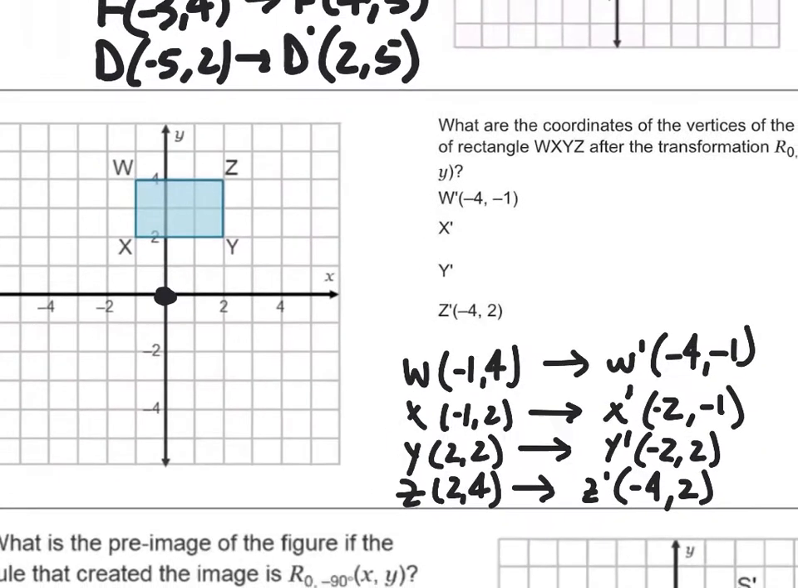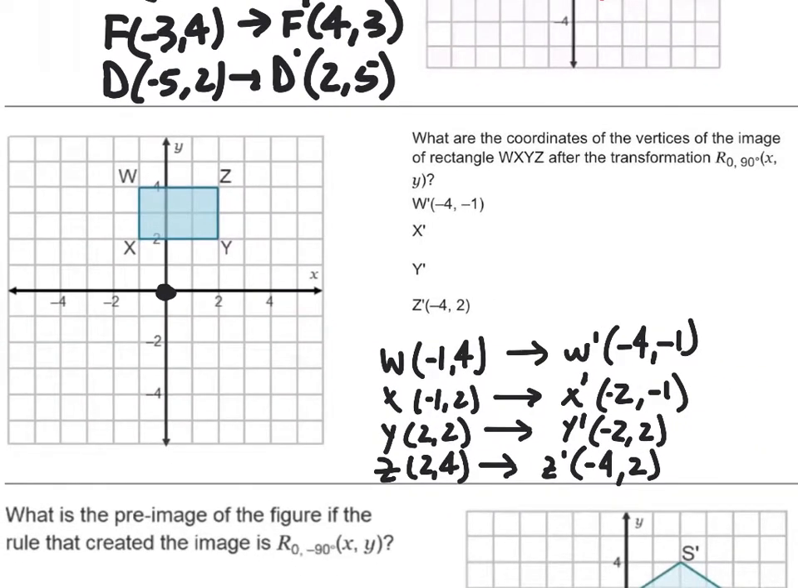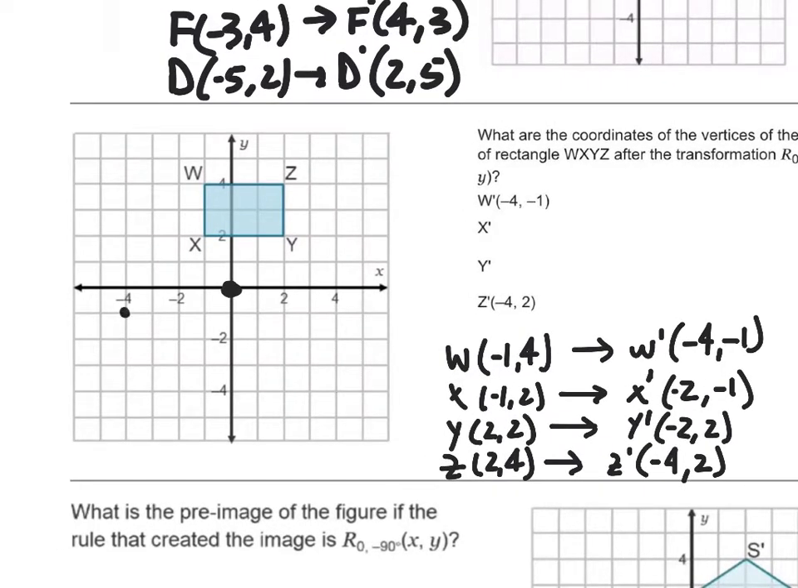Now let's plot those points. W prime is (-4, -1), so I'm going to plot that point here. X prime is (-2, -1). Y prime is (-2, 2). And Z prime is (-4, 2). If we connect all of these, then we have a box that's been rotated over: X prime, Y prime, Z prime, and then W prime.